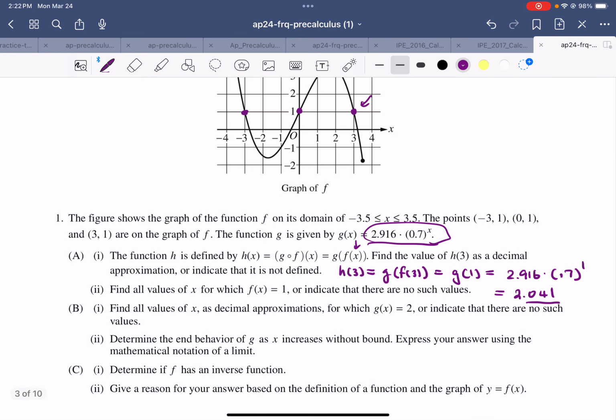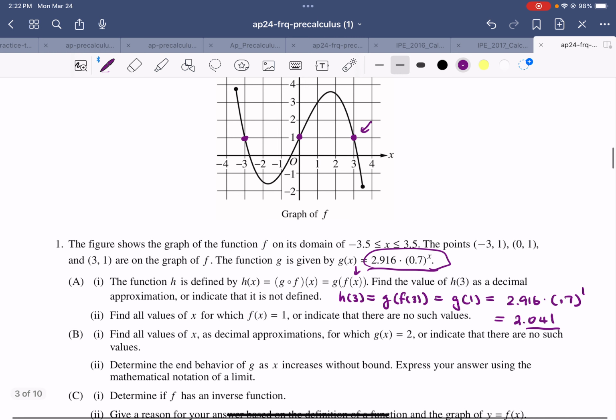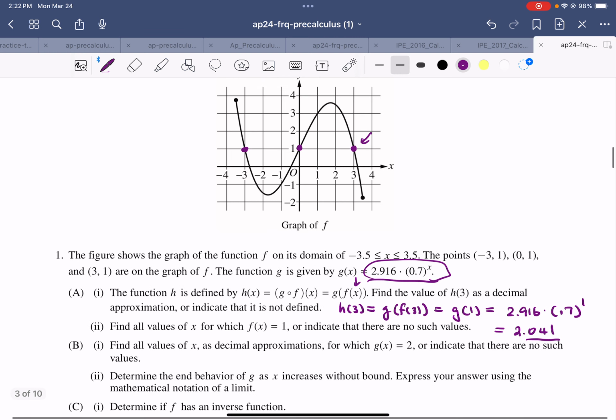Now, second one, find all values of x for which f of x is 1 or indicate there are no such values. Okay, f of x equals 1. In the graph, where is f of x 1? Right here, here, here. The x values are negative 3, 0, and 3, right? So you have to say negative 3, 0, and 3. Those are the 3 answers from the graph.